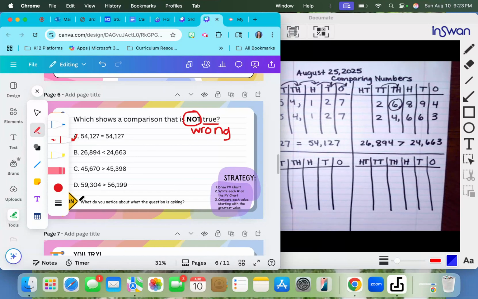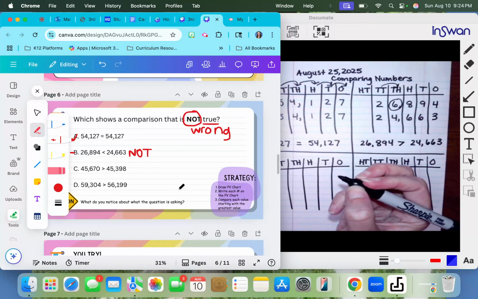All right, so let's take a look at the answer choice. Very interesting. It has 26,894 is less than 24,663. Is that what we determined? No, it's not. So is this one not true? And is that what we wanted? Ooh, so we kind of like B. So B is a maybe. But remember, a good mathematician, we always check all the answer choices.